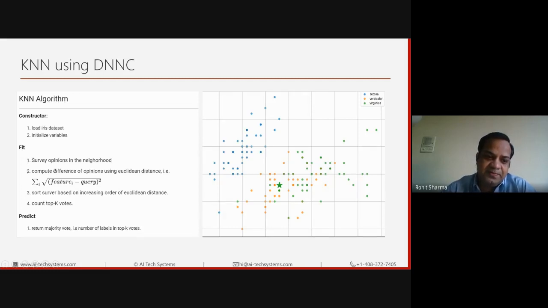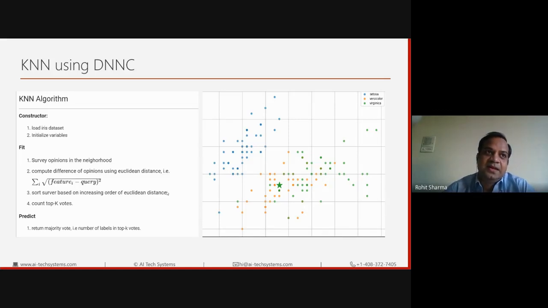When we say fit, that's the algorithm which we're going to explain here. So all that algorithm essentially does is you survey the opinions in the neighborhood, and then you compute the difference of opinion using simple Euclidean distance, which is nothing but the square root of (x2 minus x1) squared, summed over all the samples. Then you sort the survey in increasing order of Euclidean distance, and then you count the top k votes. You do that in iteration, and that essentially is your k-nearest neighbor.